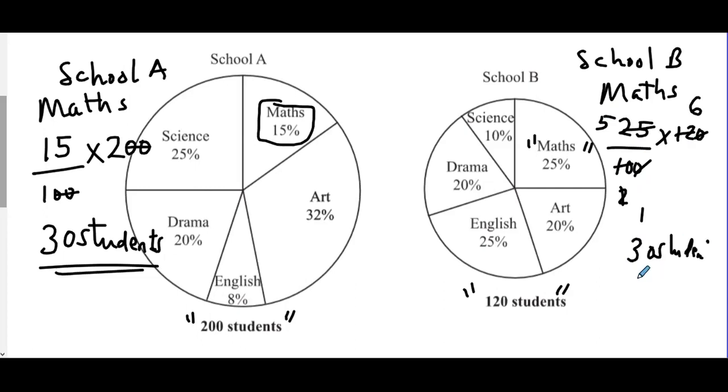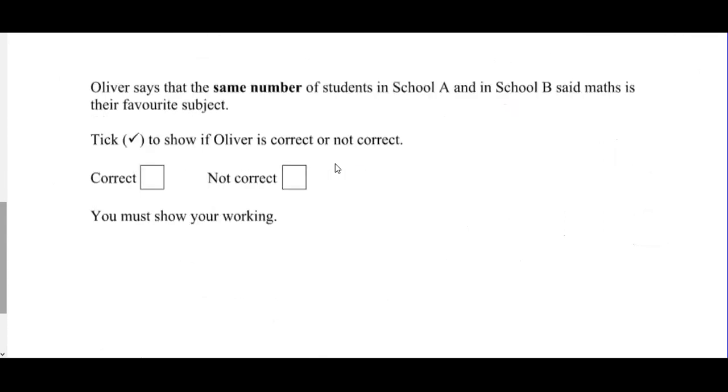So that means we have the same number of students in both the schools who prefer maths. There are 30 students who prefer maths in school B, and there are also 30 students who prefer maths in school A. So that means Oliver is correct by saying that we have the same number of students in school A and in school B who say that maths is their favorite subject.